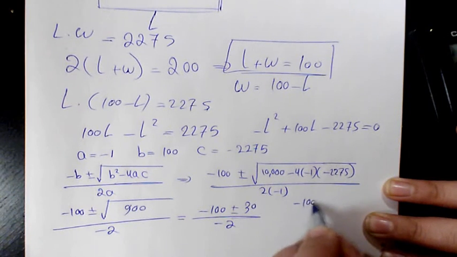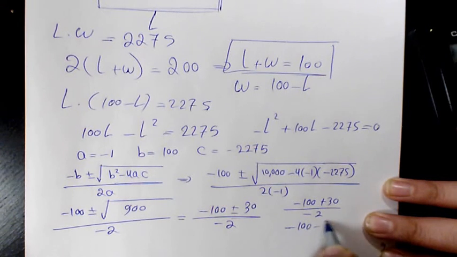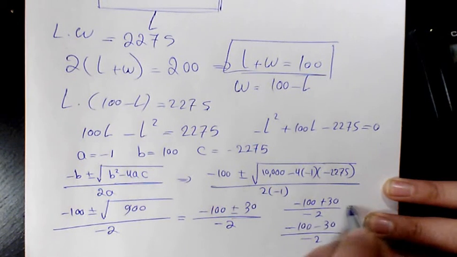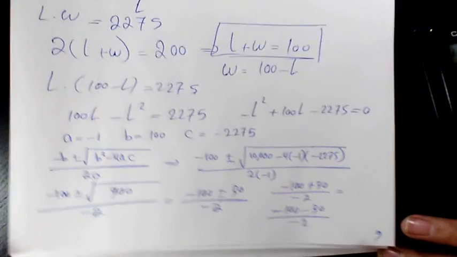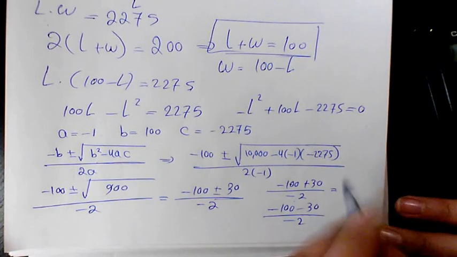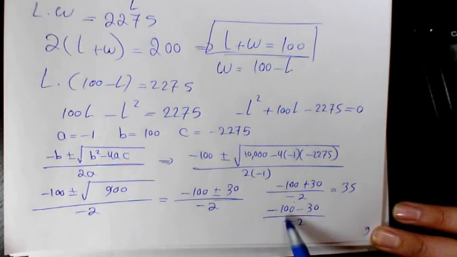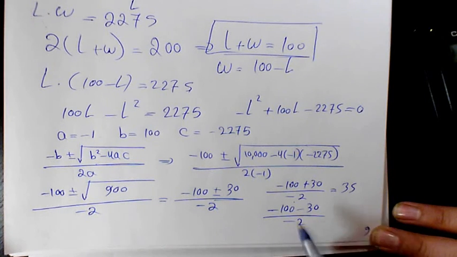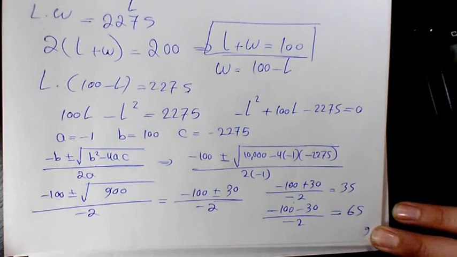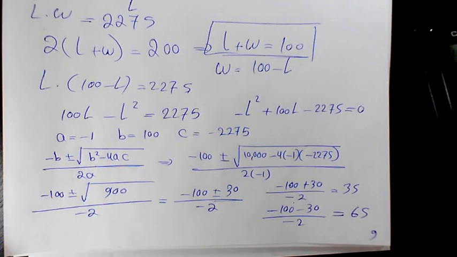So one answer is going to be negative 100 plus 30 divided by negative 2. The other is negative 100 minus 30 divided by negative 2. That's going to be negative 70. Negative 70 divided by negative 2 is going to be positive 35. Negative 130 divided by negative 2 is going to be positive 65. We solved it for L.